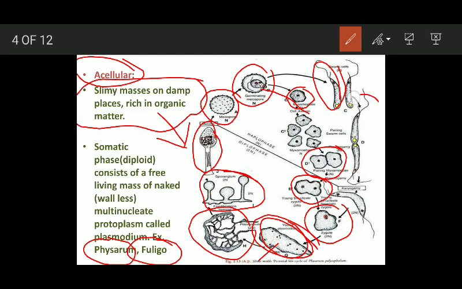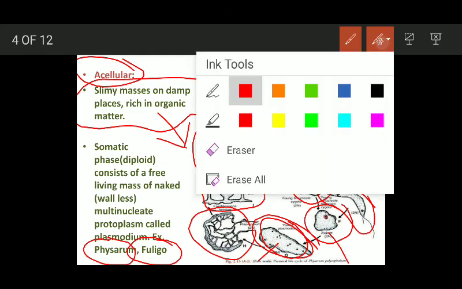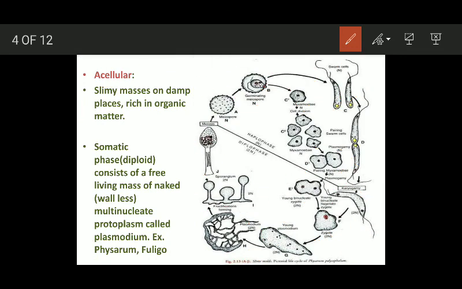Two swarm cells fuse with each other, and their cytoplasmic contents mix. This is followed by the fusion of their nuclei, and this results in the formation of a zygote, and this zygote later on gives rise to plasmodium. Okay, I will discuss these details once again. Here you have plasmodium, and this plasmodium simply consists of a free living mass of naked multinucleate protoplasm.